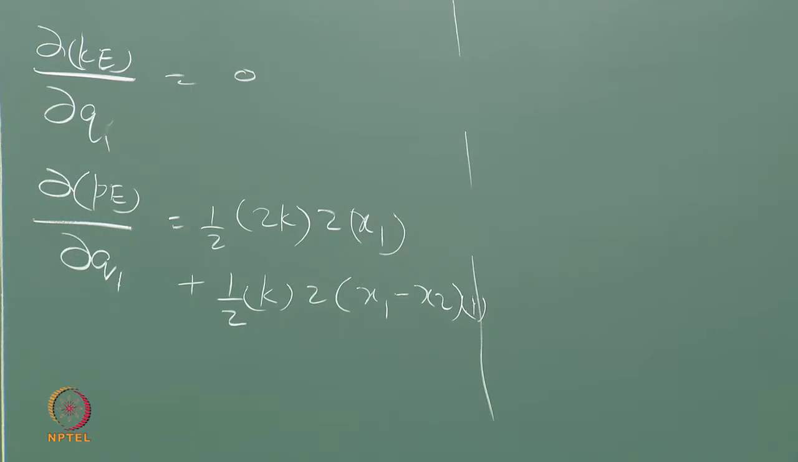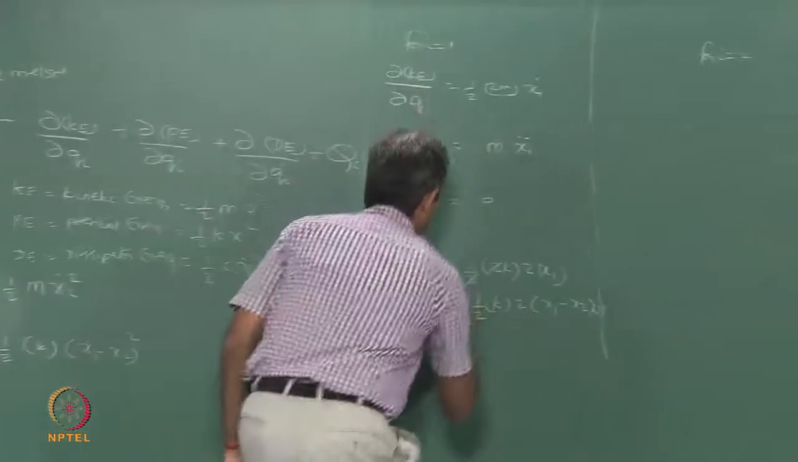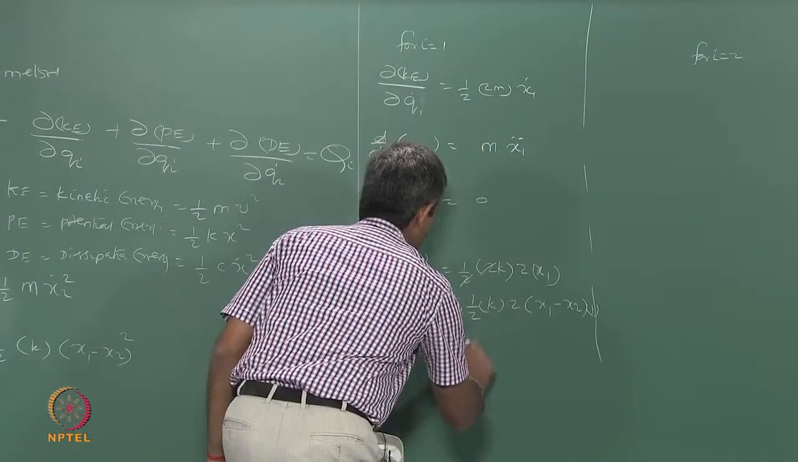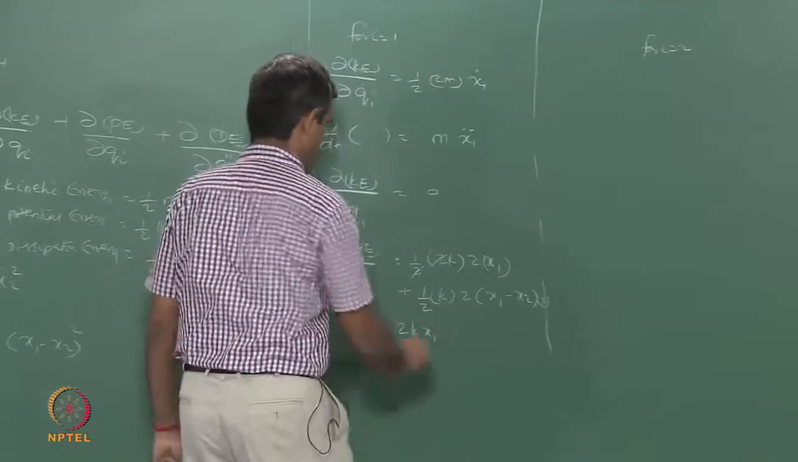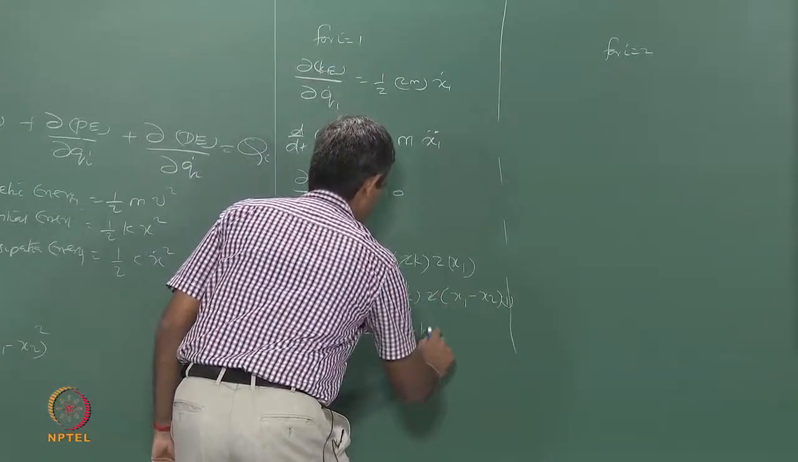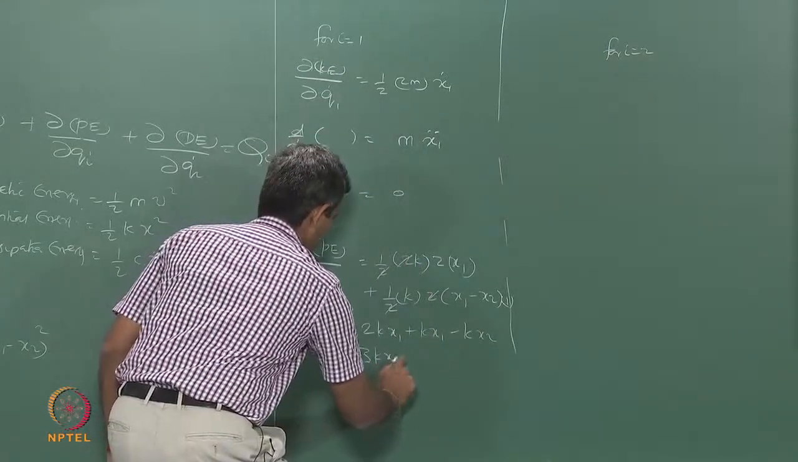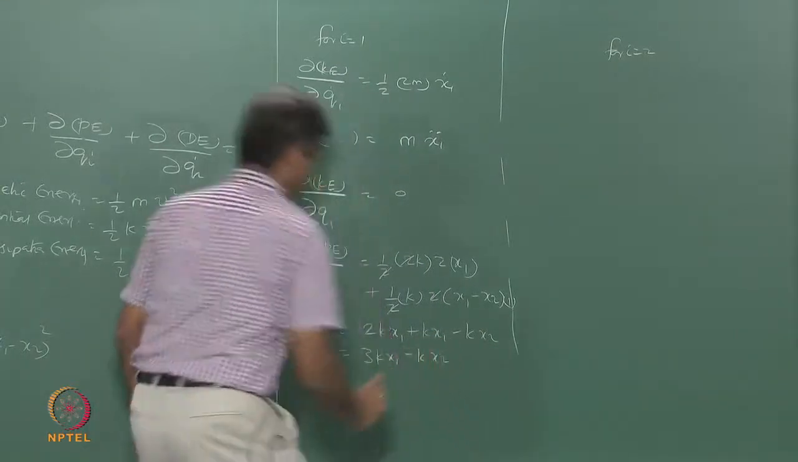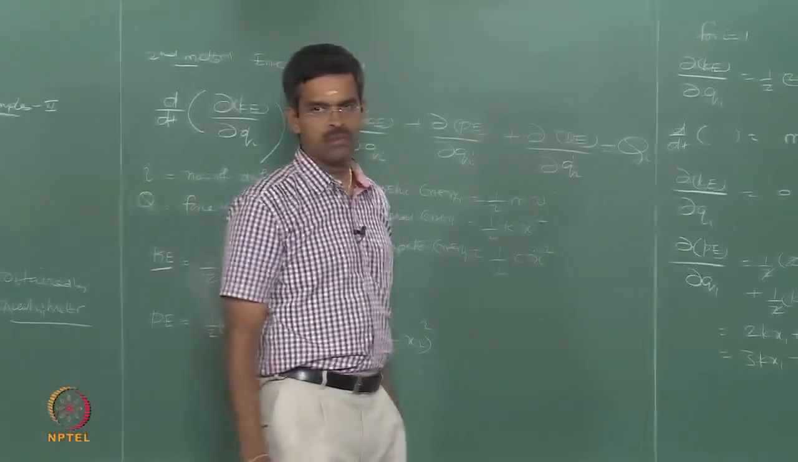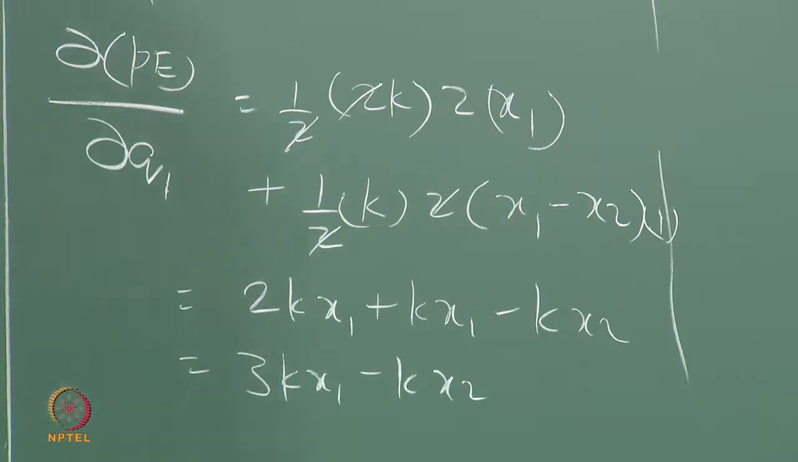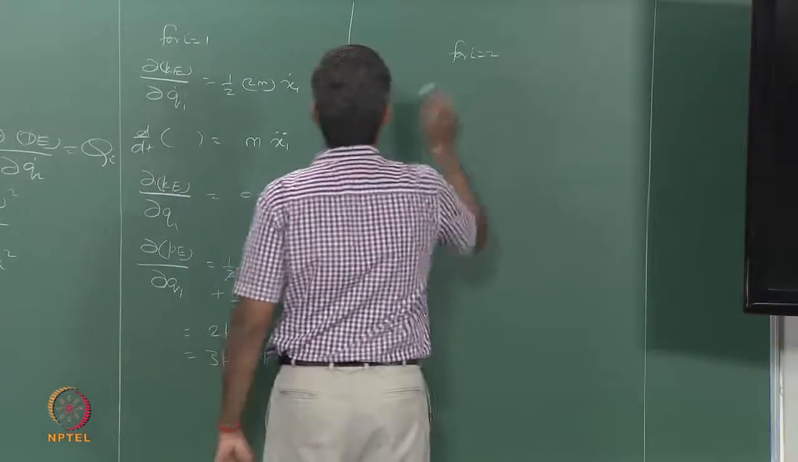So, let us simplify this, which goes 2k x1 plus k x1 minus k x2, which becomes 3k x1 minus k x2. Okay. Let us do it for x2, that is I2.